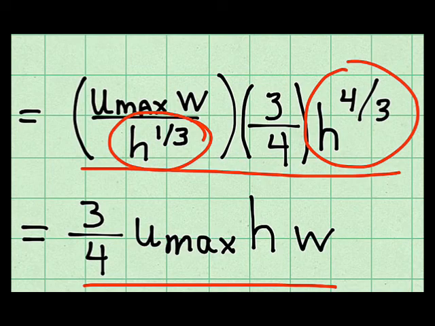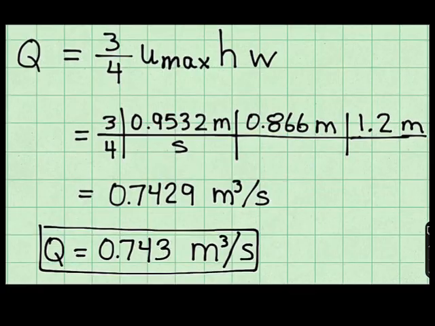Next, let me substitute numbers into this equation. This shows my calculations, and the final answer is given right here. The discharge is about 3/4 of a cubic meter per second.